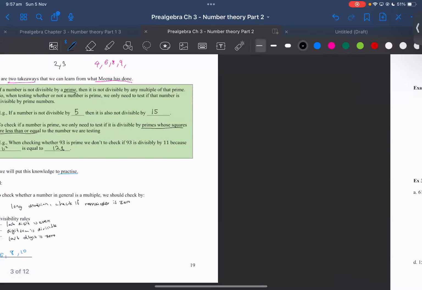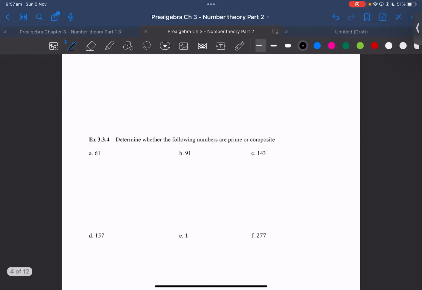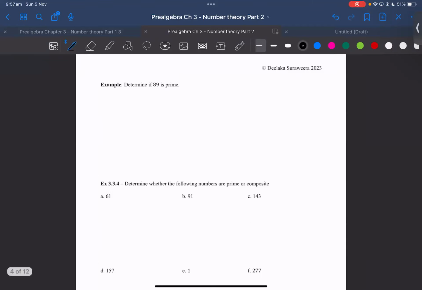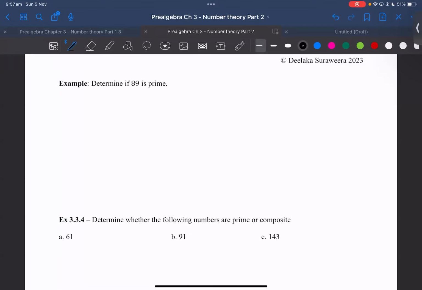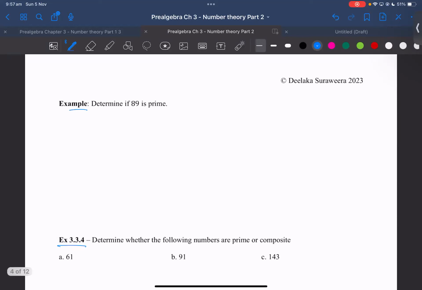Now we're going to practice this. So we'll do an example first. We're going to check if 89 is prime. And after that, I want you to do a few examples on your own. So together we'll do this one, and after that, I'll let you do the next ones on your own. But first, we'll do the example.